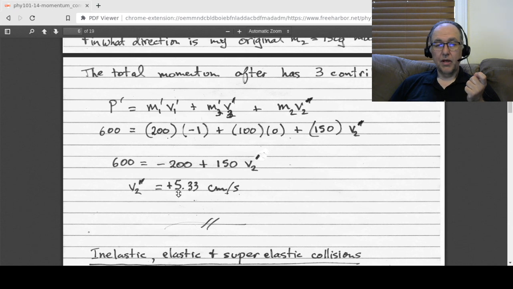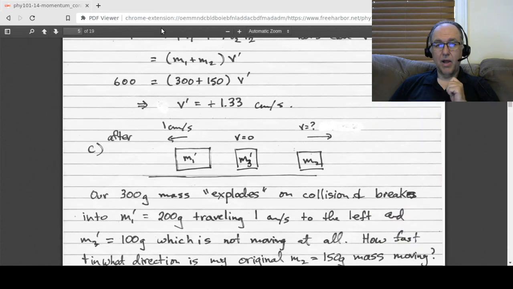V2 turns out to be positive 5.33 centimeters per second. Okay, at this point you might wonder, that's a pretty big number there. Is that right? And the answer is yes. Okay, and that's going to be my next point. So this is actually leading into my next problem.